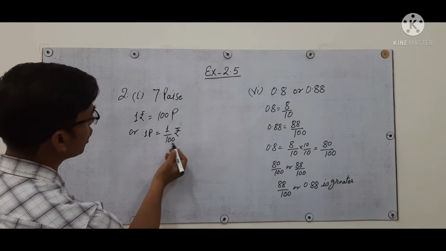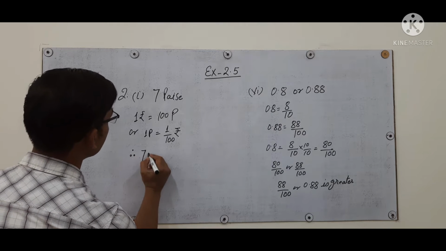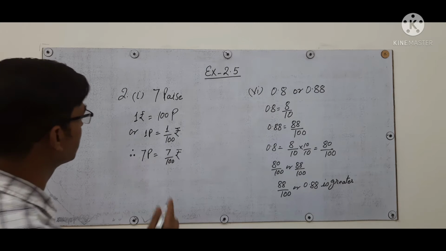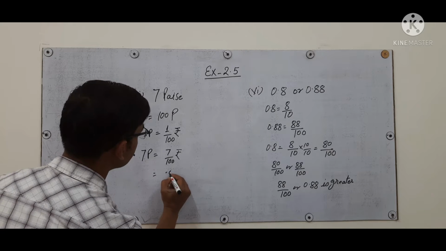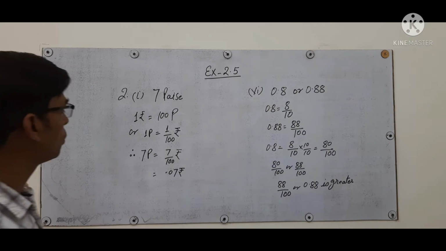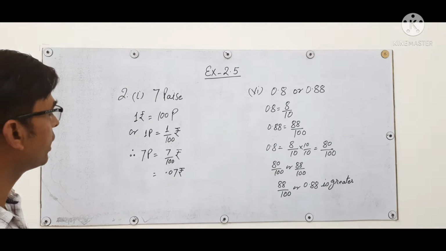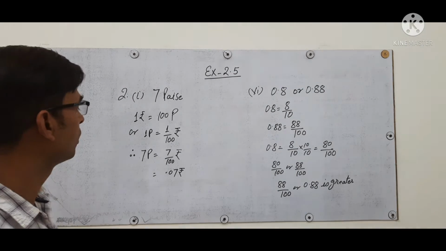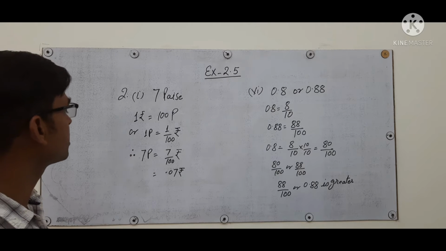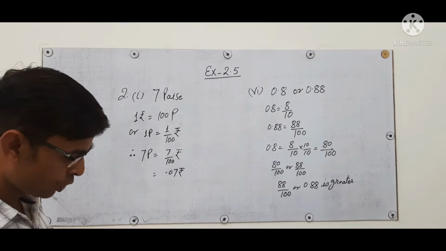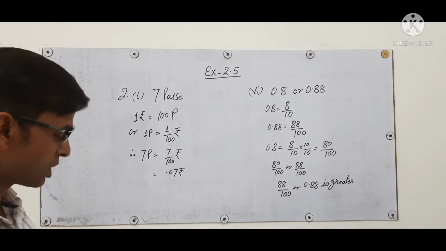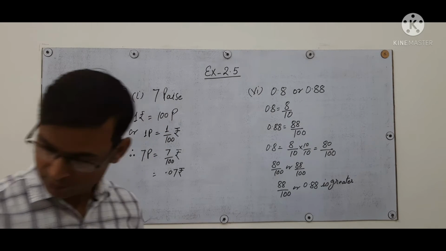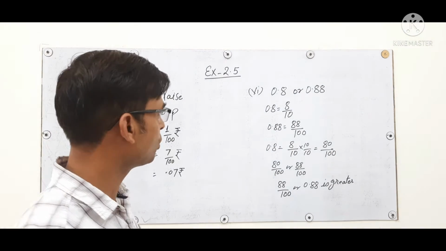So 1 paise is equal to 1 upon 100 rupees, therefore 7 paise will be 7 upon 100 rupee. And now we will just put the decimal, so it will be 0.07 rupee. Okay, why 0.07? Because when we divide by 100, first we put the decimal, then we put another 0, and then we can solve it. So 7 paise can be written as 0.07 rupees. So you can see these are very easy questions, and now we will solve question number 5, and the rest of the questions you can solve on your own.